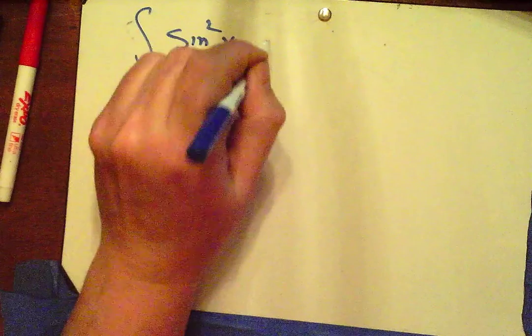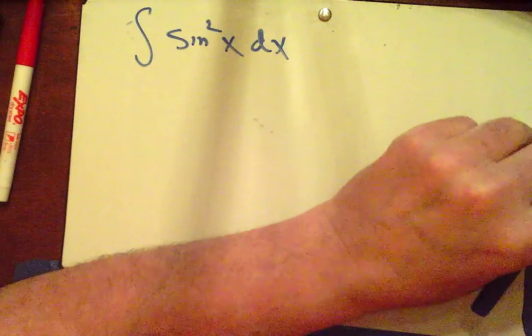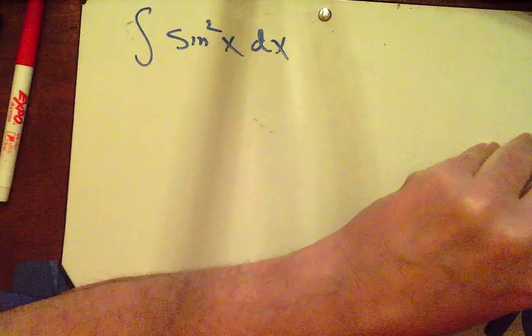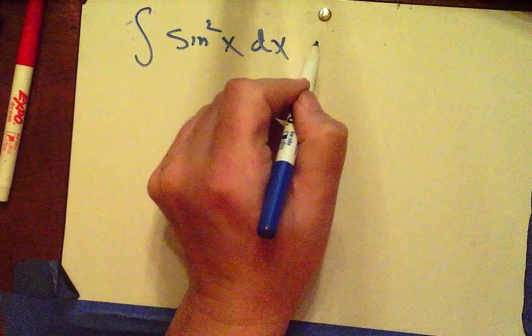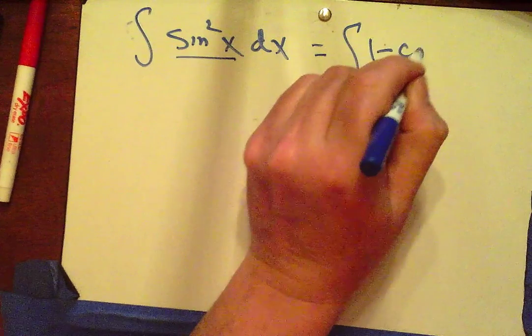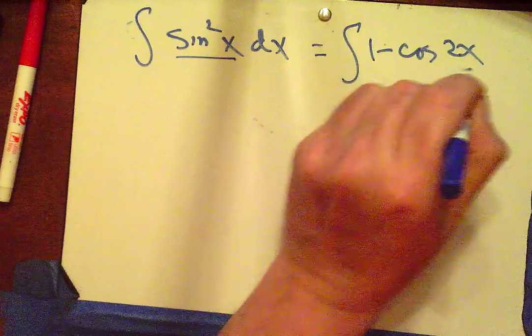Okay. How about, speaking of things that look the same but are different, how about this one? Sine squared x dx. Pause the video, give that one a try. Come back when you're done and you want to check. Okay, welcome back. Well, that's power reducing. 1 minus cosine 2x over 2.